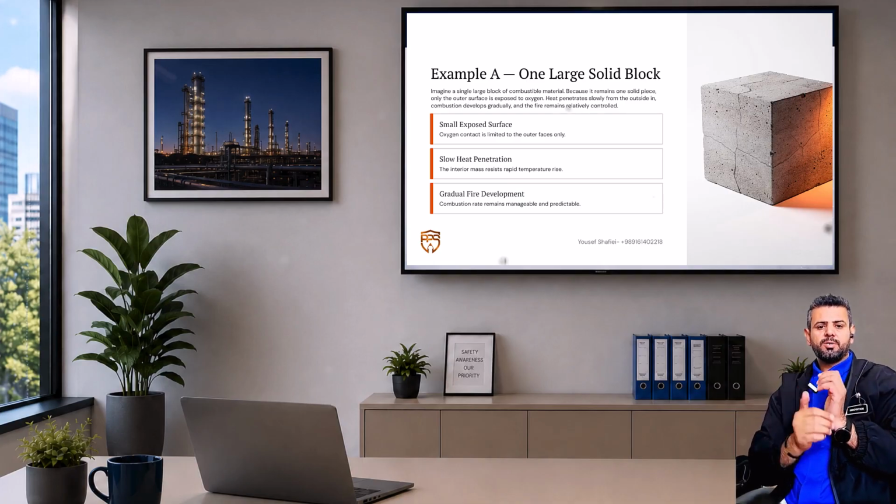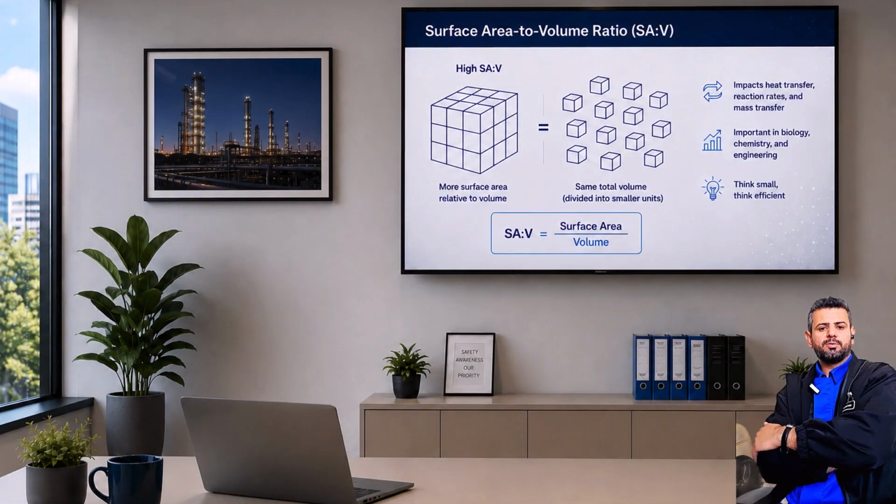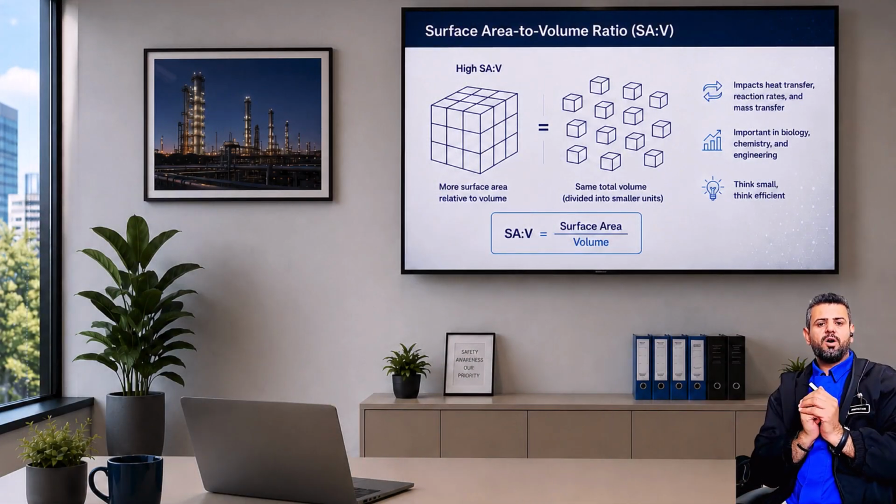But in the other scenario, the same material is broken into small pieces. Now imagine taking that same material and dividing it into many tiny particles. Suddenly, the total surface area becomes enormous. Oxygen contact increases, heat spreads rapidly, and combustion accelerates dramatically. This is why powders, dust, vapor, and aerosol are often far more dangerous than solid material.